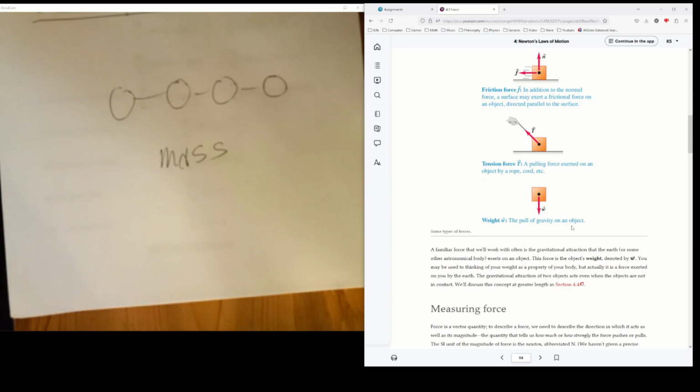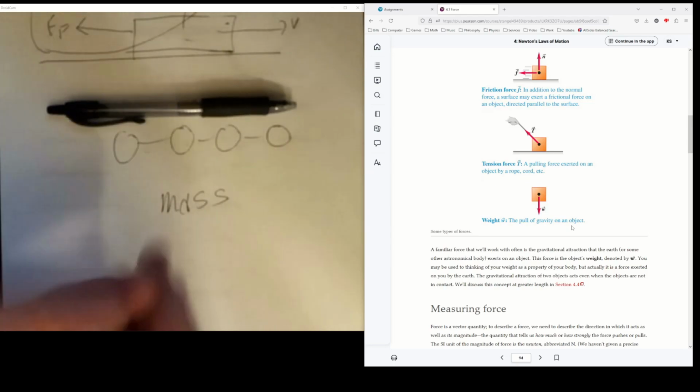Mass is a number that we quantify with a number. It's a measure of how resistant to motion you are. And that's what mass is. Mass is a measure of how resistant you are to being moved.